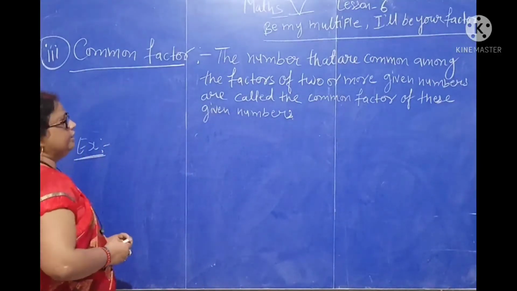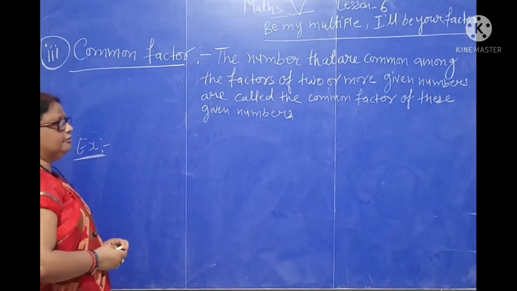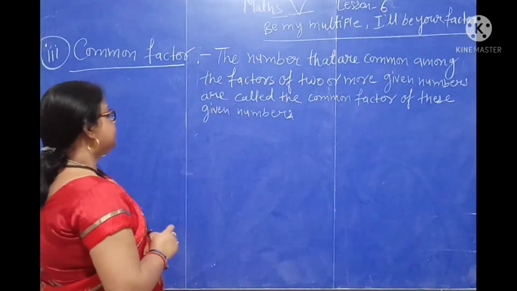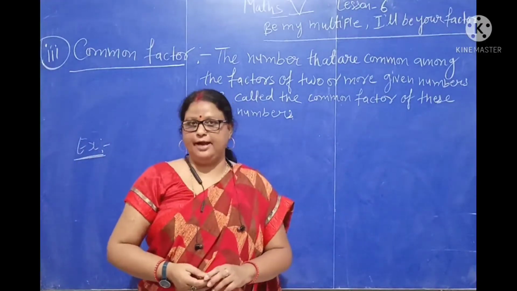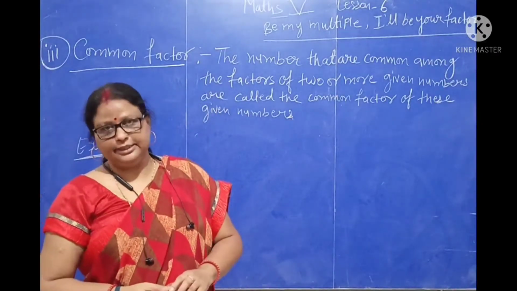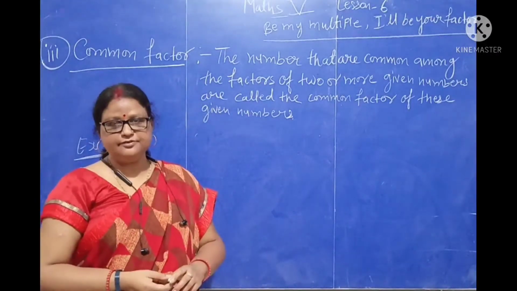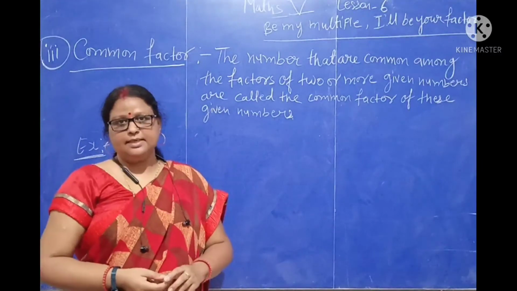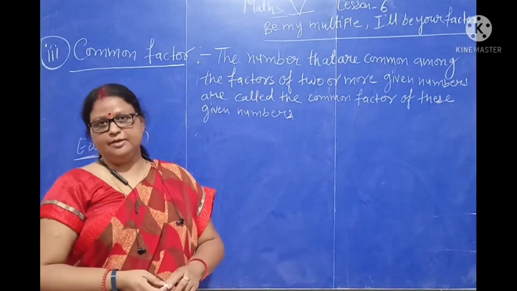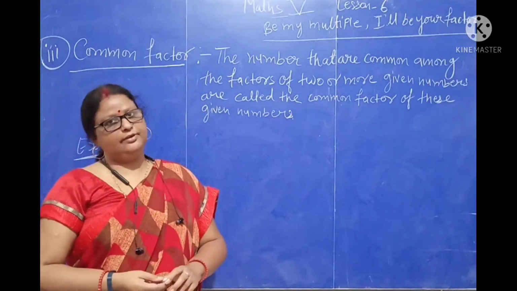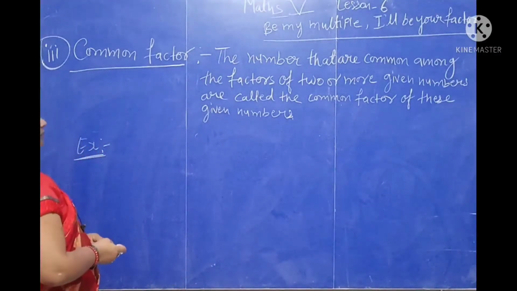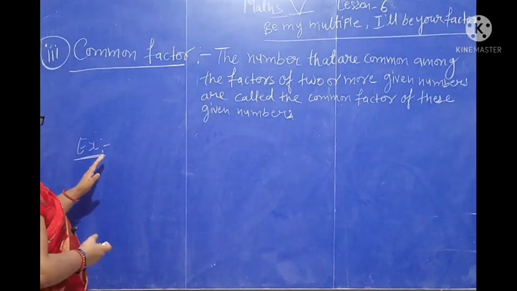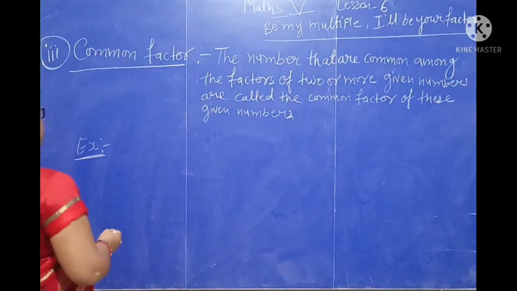So, how can we find the common factor of the given numbers? Suppose you have two numbers and you have to find the common factor of them. First, we will find how many numbers can divide the given number exactly without leaving any remainder. So, we will learn from an example.